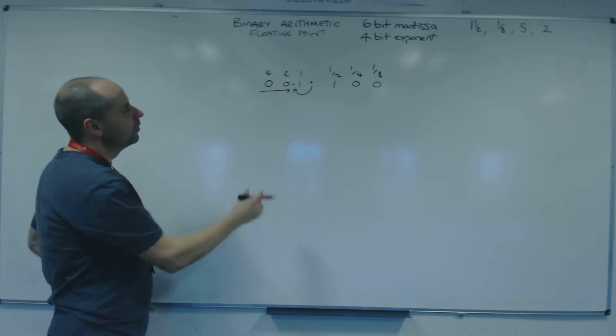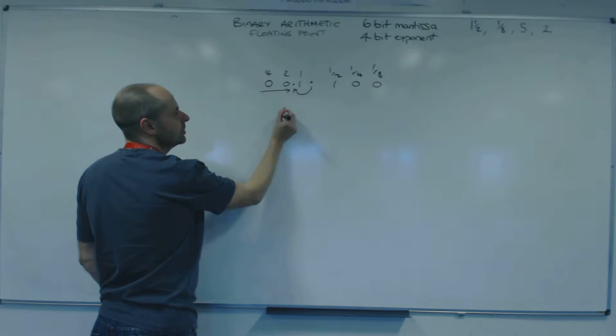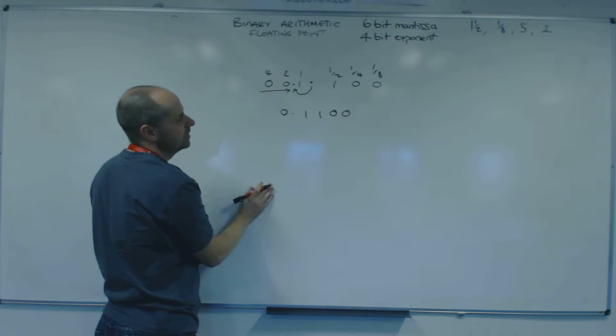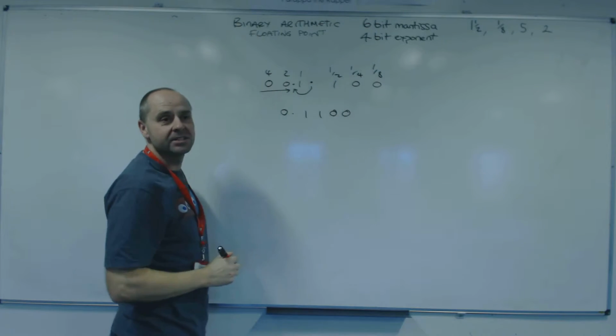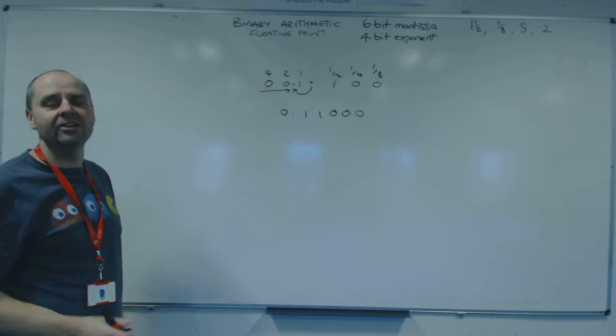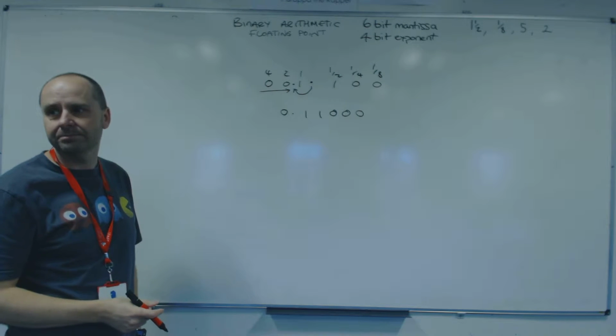Okay, so my mantissa part we've now got sorted. It is going to be 0.1100. We can't leave it like that because we need 6 bits, so we need to pad with a 0. So that gives me the mantissa. And you will get a mark for getting that correct.